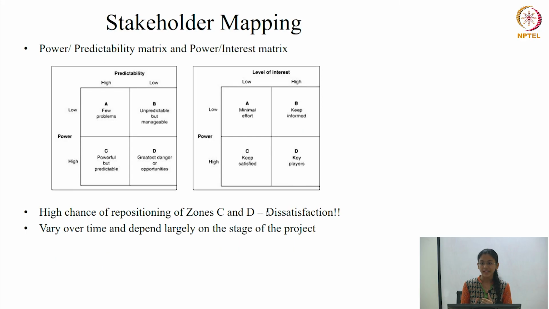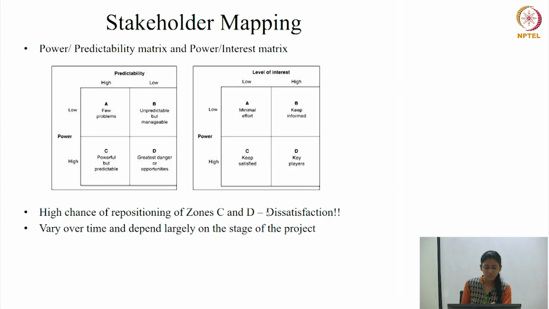So one method of analysis of the stakeholders' interactions is stakeholder mapping. It can be done in two different ways: one is the power predictability matrix and the other is the power interest matrix. As you can see in the diagram, the first one is the power predictability matrix. There are 4 zones of stakeholders, wherein the first zone of stakeholders have low power and high predictability. With such a zone, you will have very few problems while taking up the project.